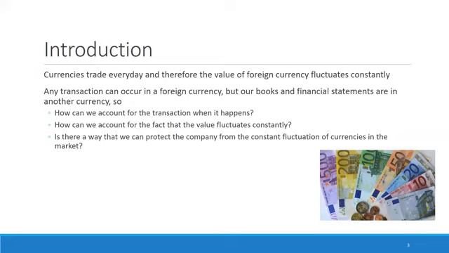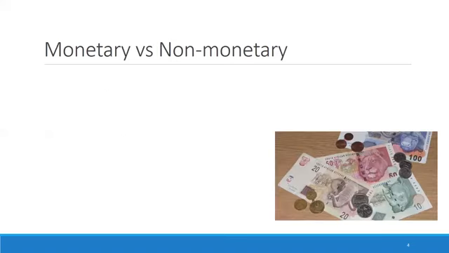Is there a way we can protect the company from the constant fluctuation of currencies in the markets? The answer to this lies within hedging and forward exchange contracts, where we can lock in a certain exchange rate and protect ourselves essentially from these constant fluctuations. For the purposes of these slides, the abbreviation FC will refer to foreign currency and LC refers to local currency.